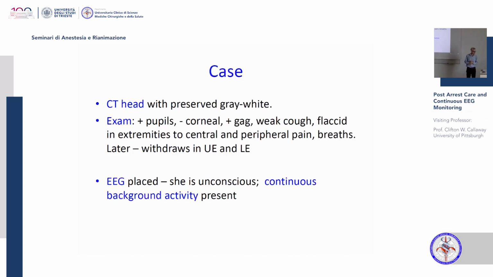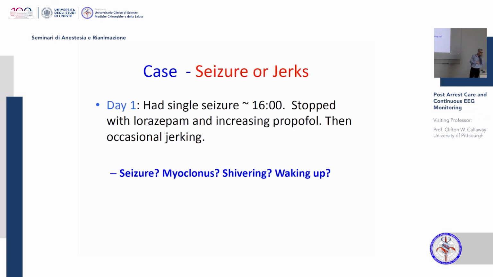And her examination is equivocal. She has a pupil response, but no corneal. She doesn't really move her extremities. And so we place an EEG and support her in the ICU. And I noted already the continuous background activity.